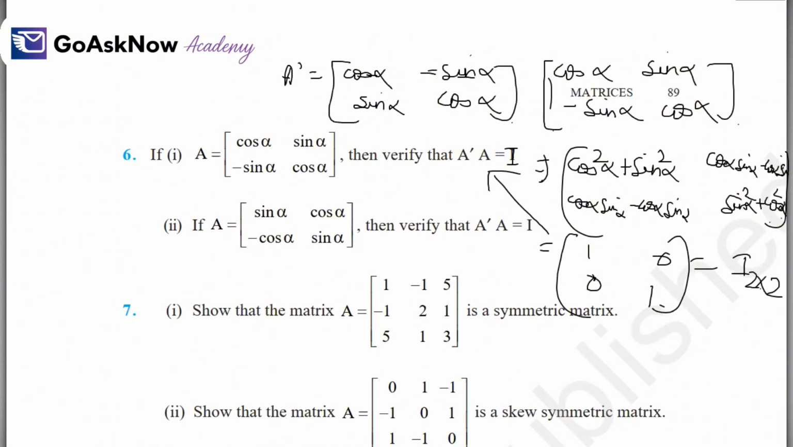Okay, just remember this property, that A dash into A is equal to identity matrix for any orthogonal matrix. Okay. Second part is also similar to that. You can verify it. Just do this operation again, you will get the result. Now let's clear this and move forward.